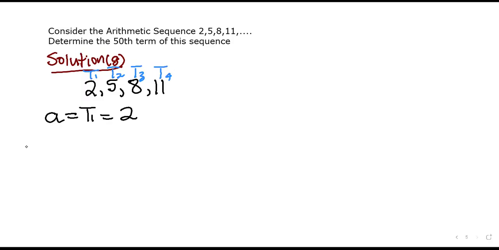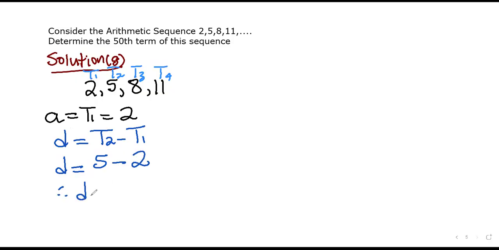So D, that represents the common difference, equals T2 minus T1. Your T2 is 5 minus T1, which is 2. Therefore, the value of the common difference, D, is 3, right? Since we need to determine the 50th term of this sequence, n equals 50, because don't forget that n represents the number of terms.